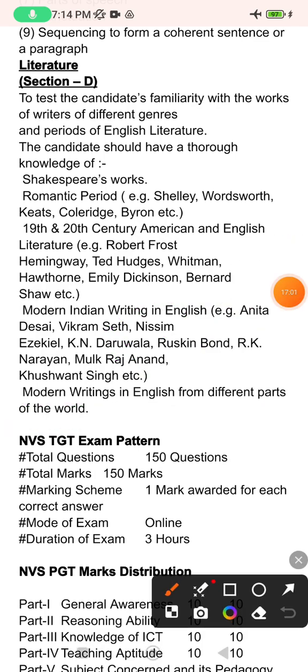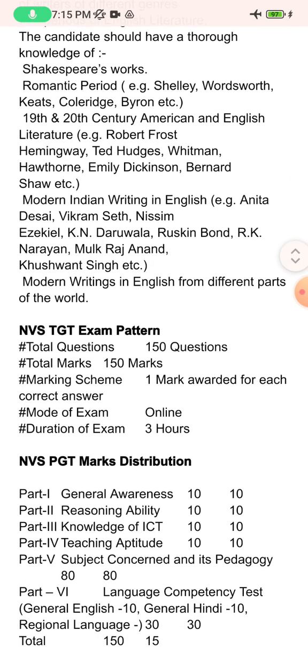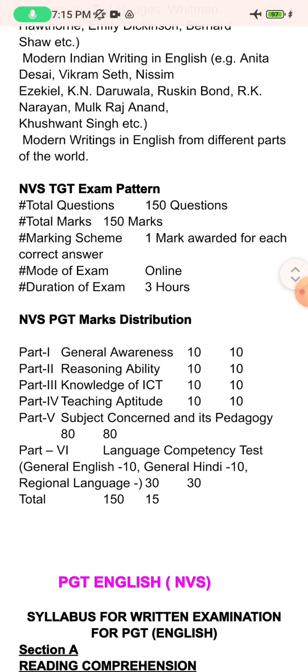But questions you will find from Indian literature in English, from American, from romantic and Shakespeare also. Shakespeare especially the tragedies, comedies, especially opening lines, ending lines, some important lines said by whom, and especially the characters. Very important. Characters will be mentioned, and you have to find out which play this character is found in. Okay.